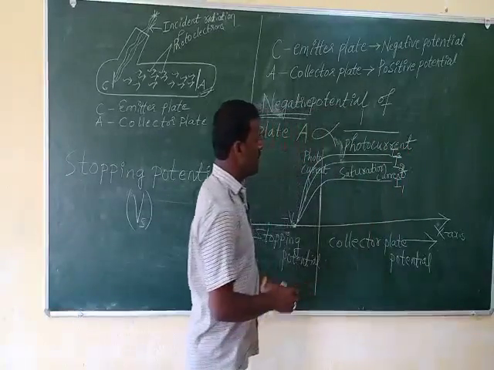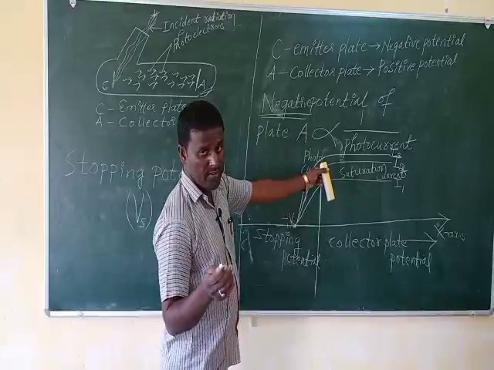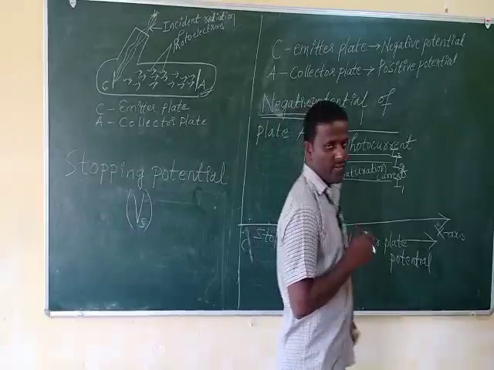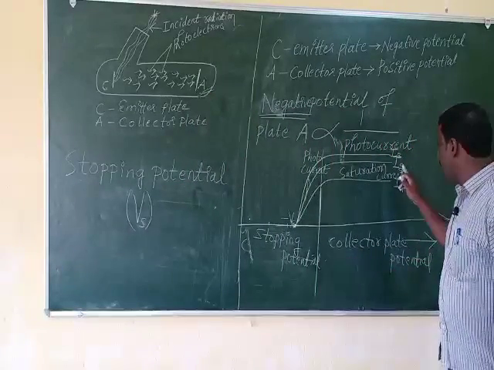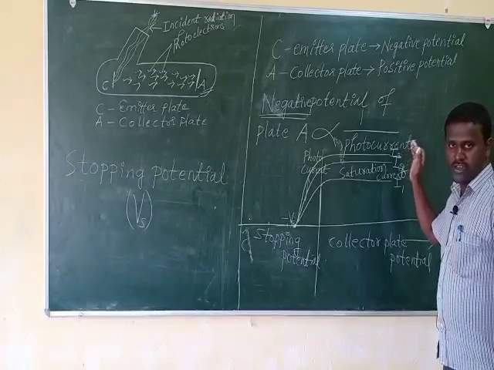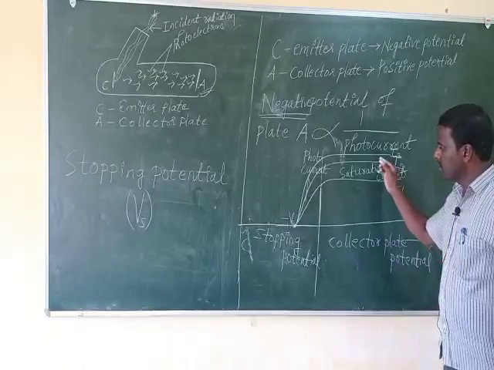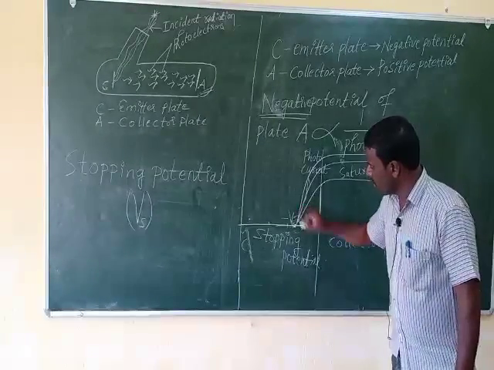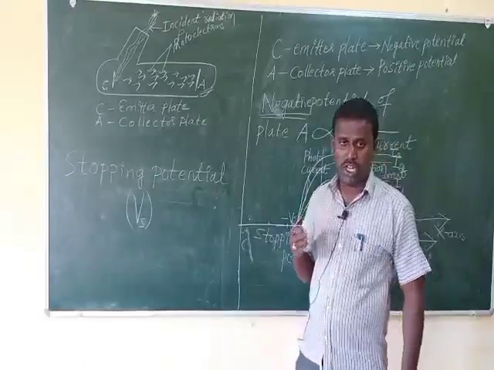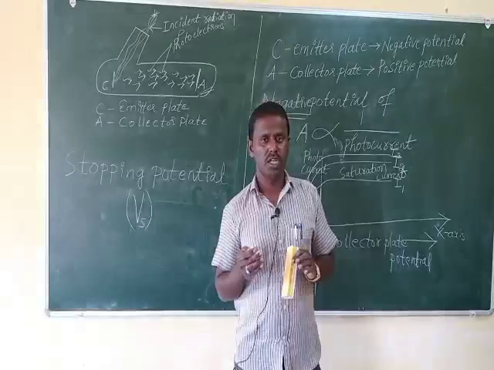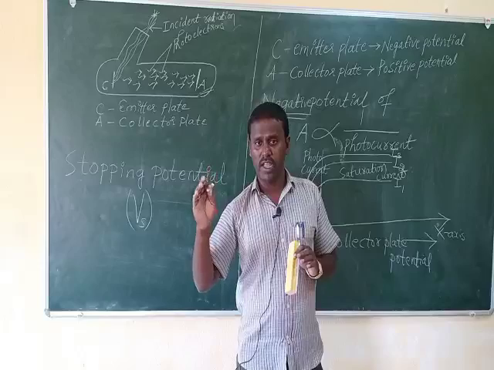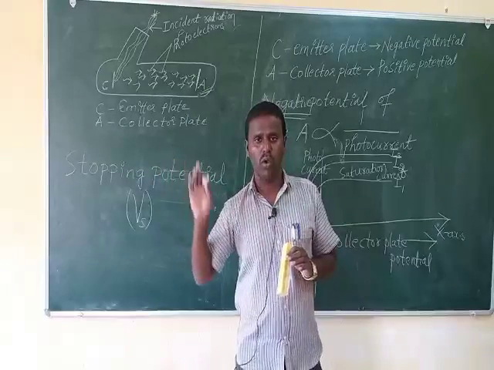Strength of the light is different from I1. I1, I2, I3 are different intensities with different energies. I3 is the strongest intensity compared to I2 and I1. But their stopping potentials are the same. That means stopping potential is not dependent on the energy of the light which you are sending to perform the photoelectric effect.